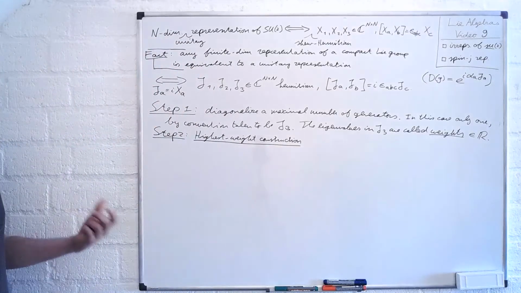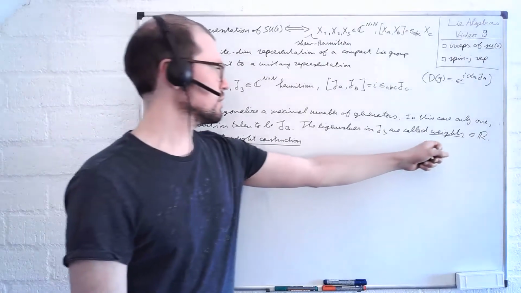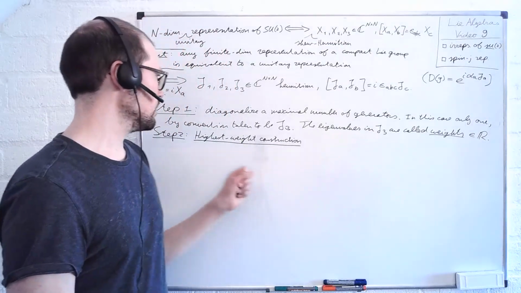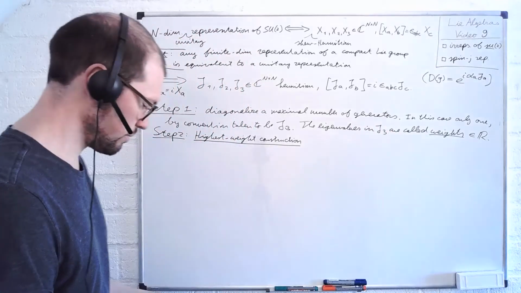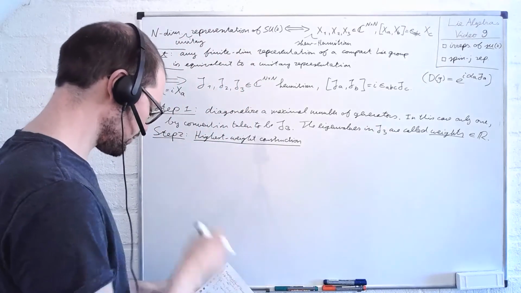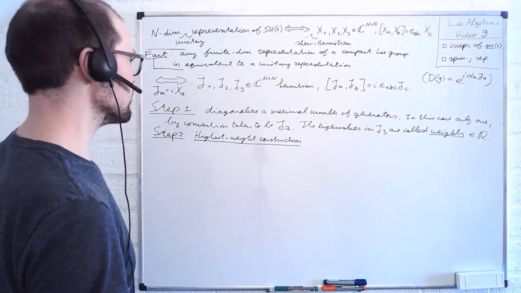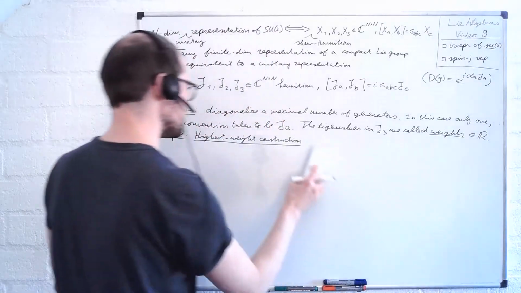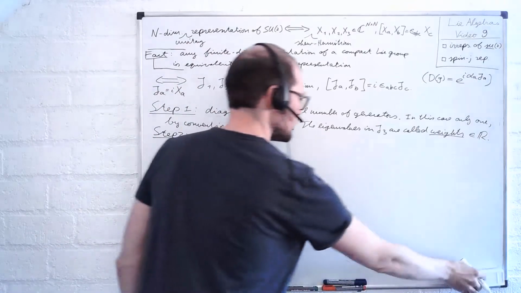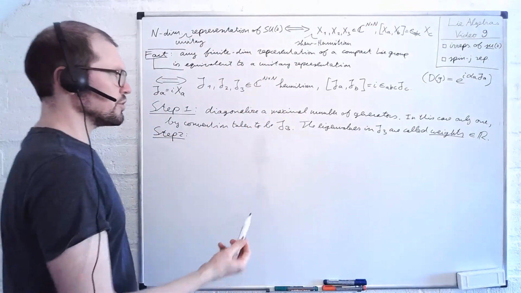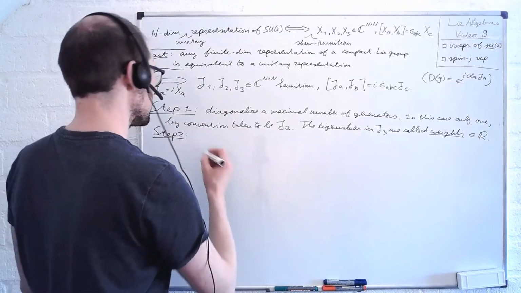So the name already tells what we're going to do. We're going to look at the weight, so the eigenvalue of J3 that has the largest numerical value. Okay, I'm skipping slightly ahead. This is actually step 3. Let me do step 2 first. So step 2 is really what we're going to do with the other two matrices, J1 and J2.